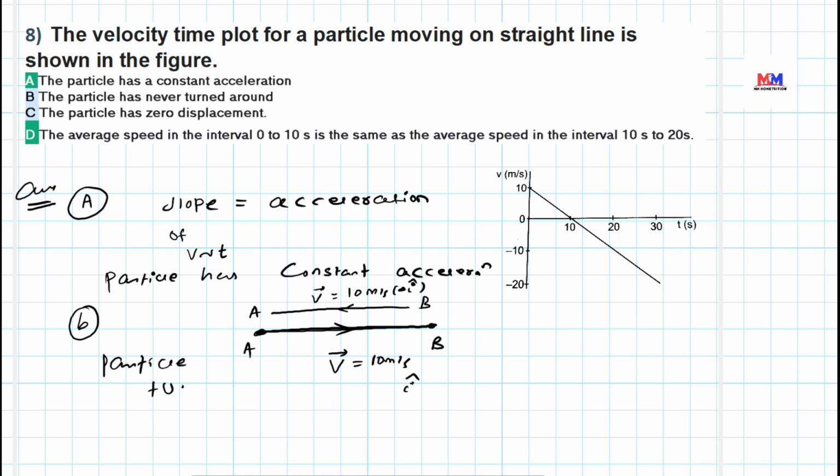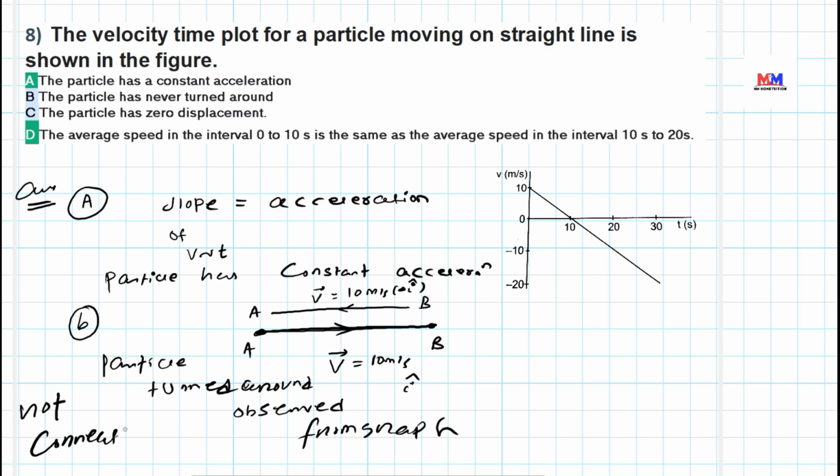So how can we know? That can be observed from the graph. The particle turned around, observed from the graph. So this is not correct. Only A is correct so far.